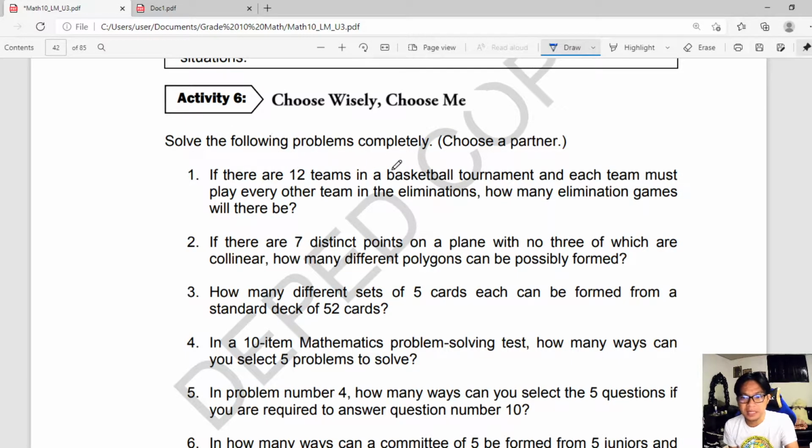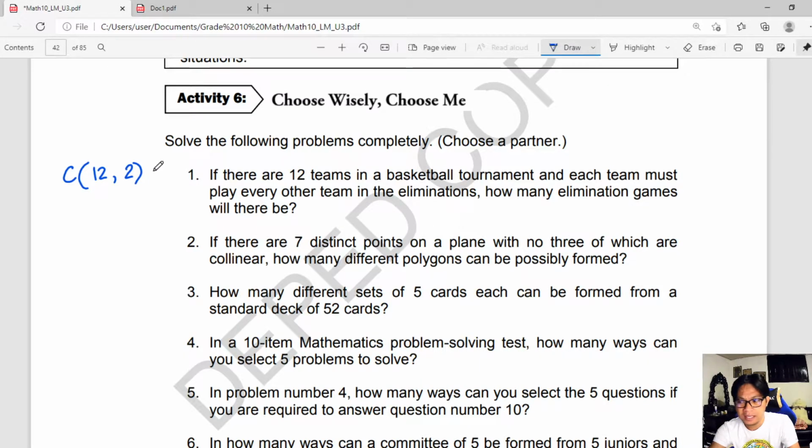Ibig sabihin, this one is under combination because pwede namang maglaban any team. So, you can choose any opponent, no? Kasi kailangan mong kalabanin lahat dito. So, this one is combination of 12 taken 2 at a time. We need 2 teams para maglaban sa isang game, and there are 12 teams. So, that is combination of 12 taken 2 at a time.